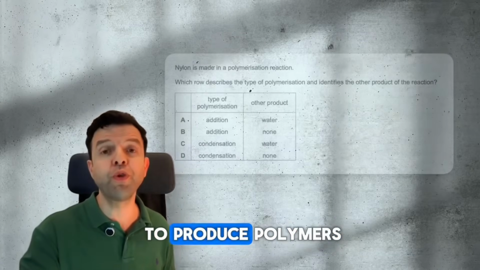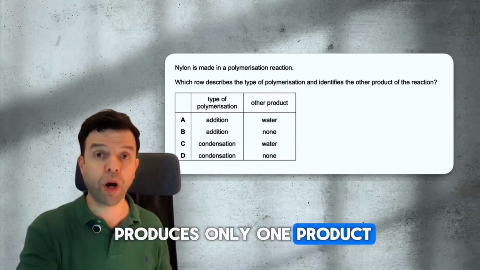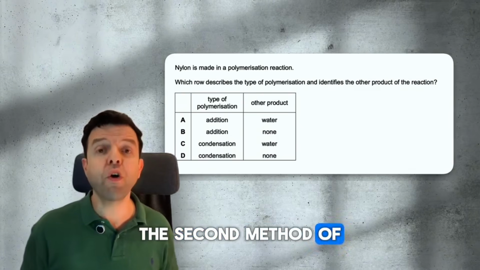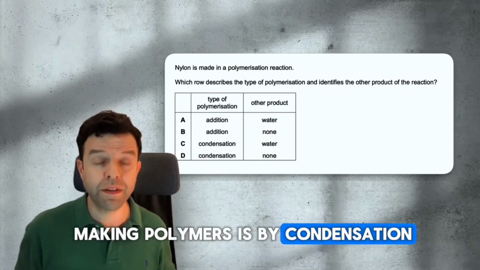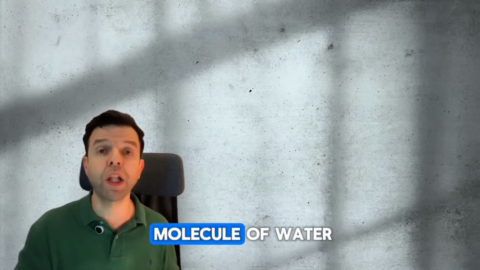There are 2 ways to produce polymers. First, it's addition. That's when an alkene produces only one product, and that is the polymer. The second method of making polymers is by condensation. This time, 2 products are formed, the polymer and the molecule of water.